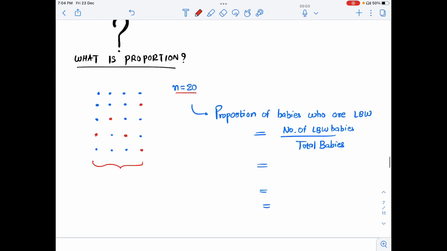So in this question there are 5 LBW babies and total babies are 20. So it will be 1 by 4, which is 0.25, and proportion can also be represented in percentages. So it will be 25%.